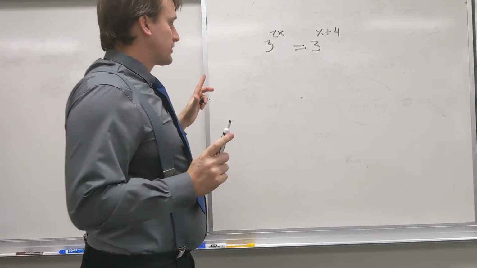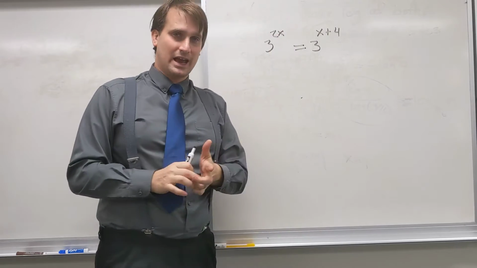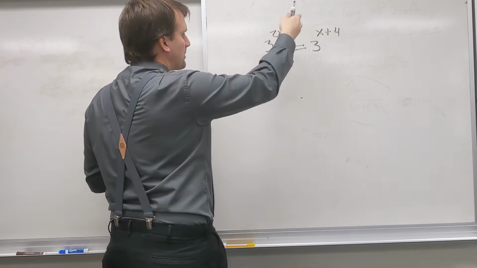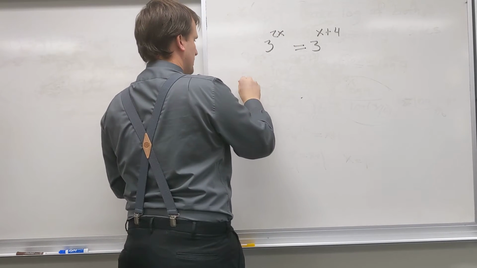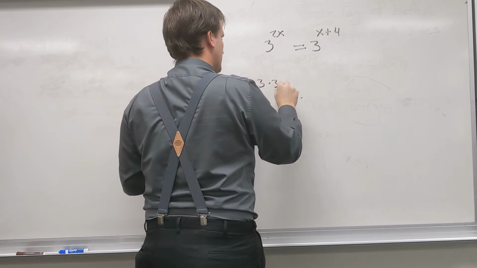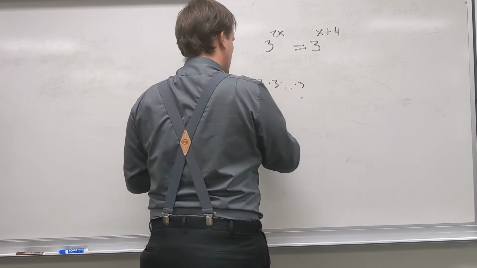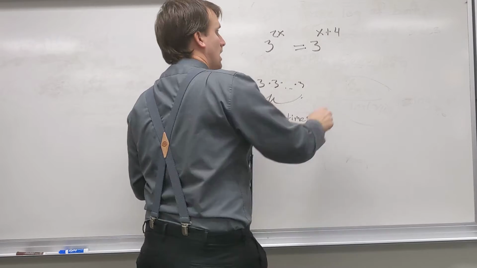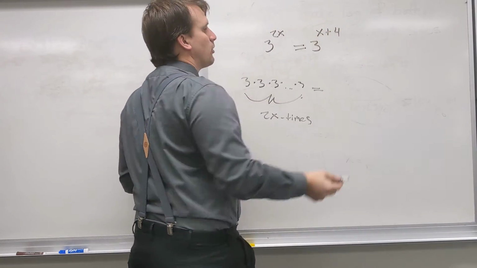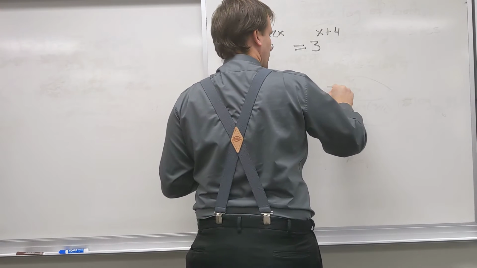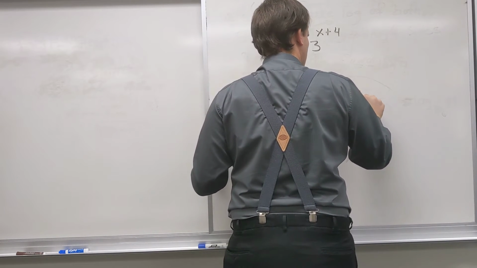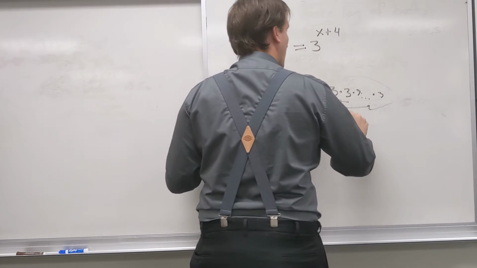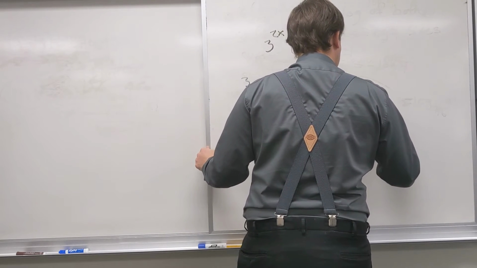So the first thing I want to think about is, what are these two things saying? What is this equation telling me? This side of the equation is saying I've got 3 multiplied by itself 2x times. So this is going to be 3 times 3 times 3 times 3, a total of 2x times. And on this side of the equation, this is 3 multiplied by itself x plus 4 times. So 3 times 3 times 3 times 3, a total of x plus 4 times.